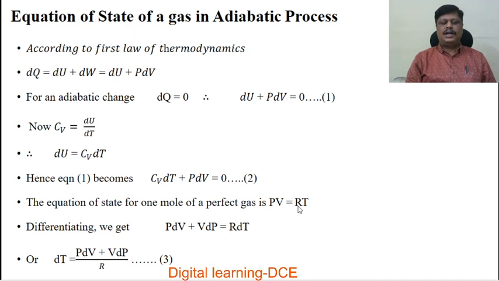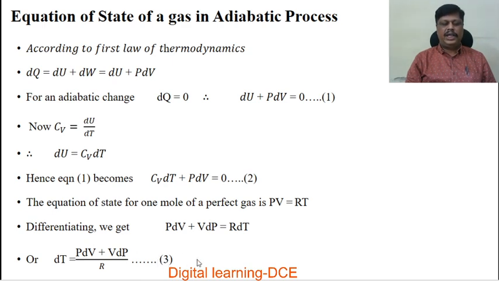Here R is a constant, but in the adiabatic process, all the thermodynamic coordinates such as pressure, volume and temperature change. Therefore, on differentiating this equation, we get P into dV plus V into dP is equal to R into dT. R is a constant, so that is why only R dT. Then equate for dT. So dT is equal to PdV plus VdP over R. Call this equation number 3.